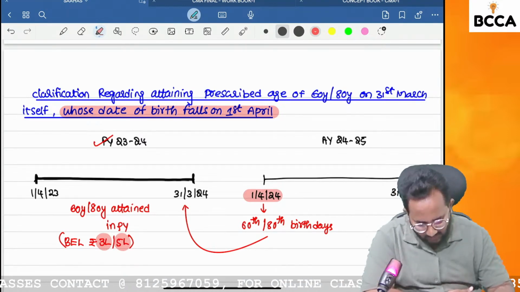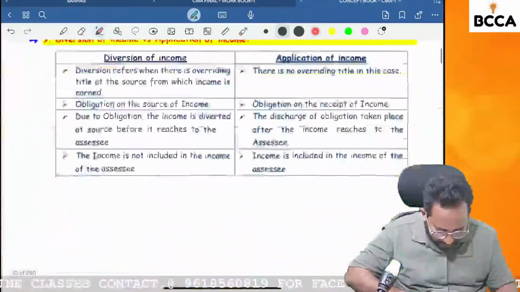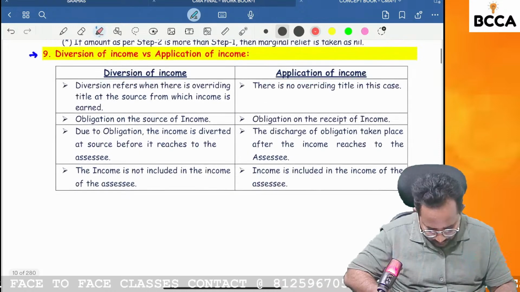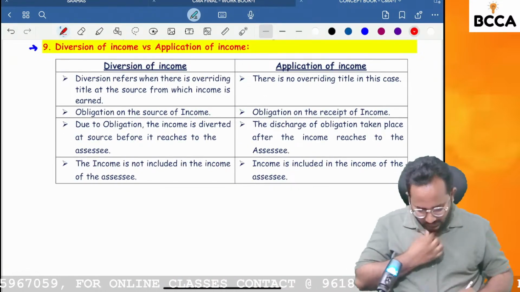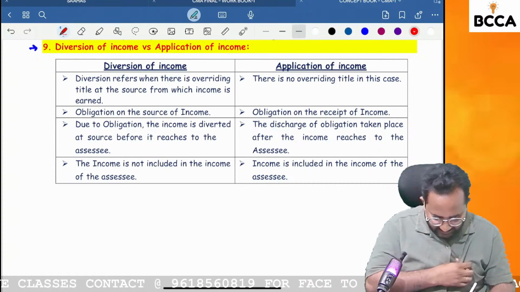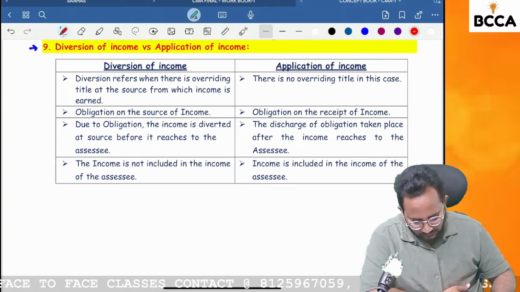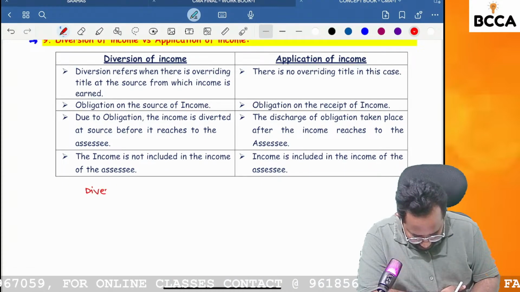The last concept in this chapter is application of income as well as diversion of income. I will explain in the material itself, just listen carefully. First I will take the concept of diversion of income.